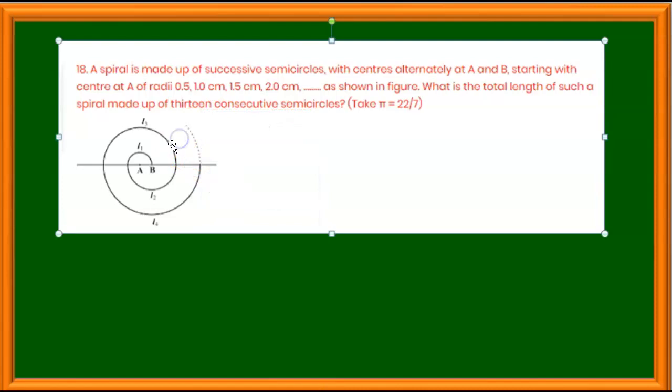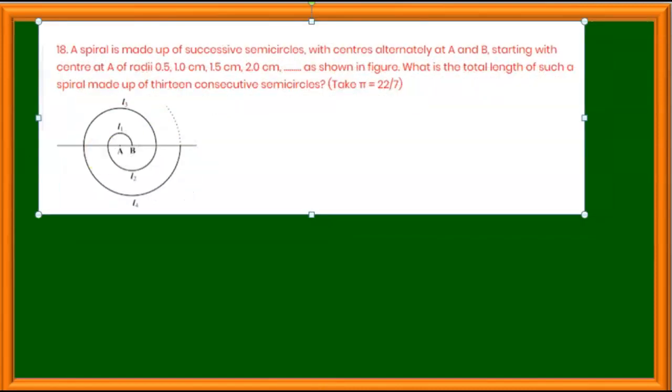What's given here? You can see a spiral is given, right? In this spiral, you can see the lengths L1, L2, L3 are increasing, isn't it? L2 is more than L1. You can see all these are of the shape of semicircles. Each one is in the form of a semicircle.